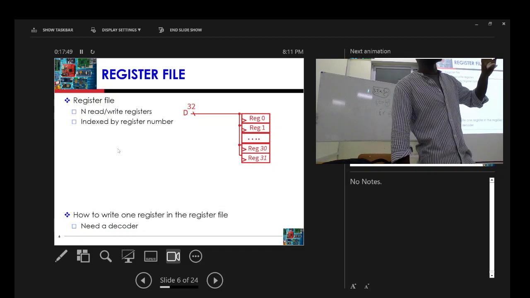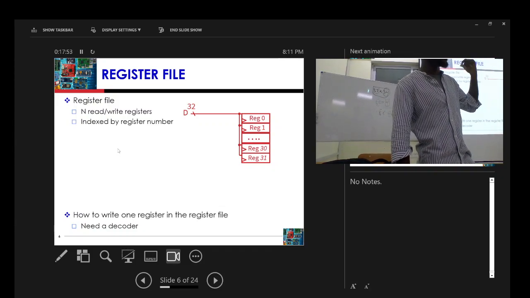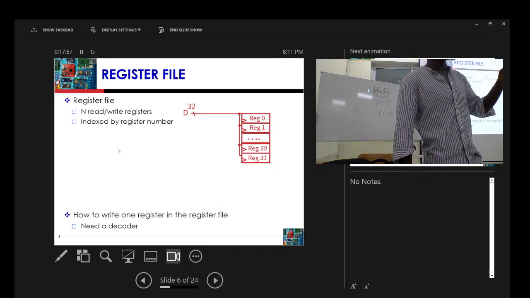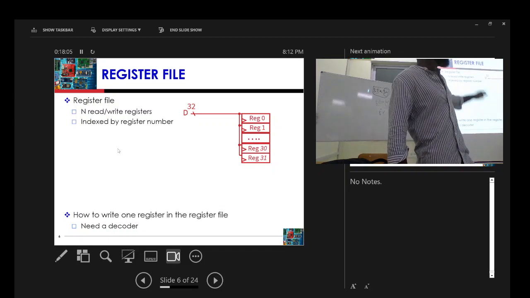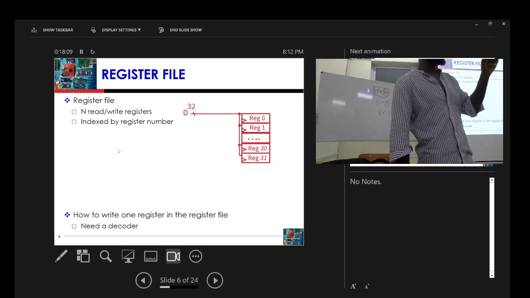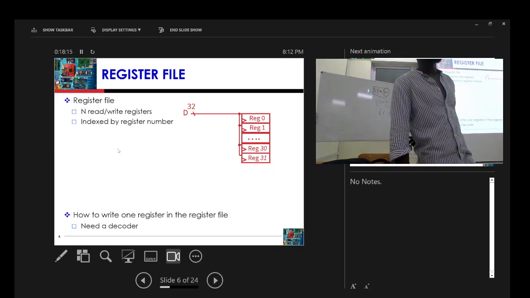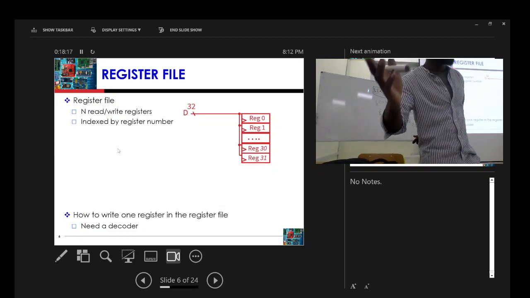We looked at some combinational logic the last time, right? We looked at an encoder, probably, right? An encoder, a decoder, multiplexers, and stuff like that. So I need to be able to use one of these components to fix within this circuit to make sure that only one register location is selected at a time. Which component can I use? A decoder, as easy as that, right?